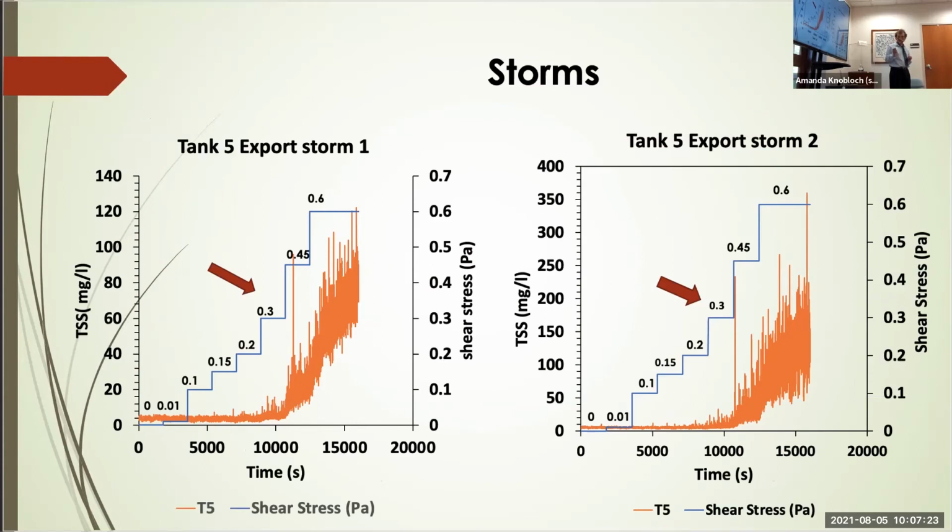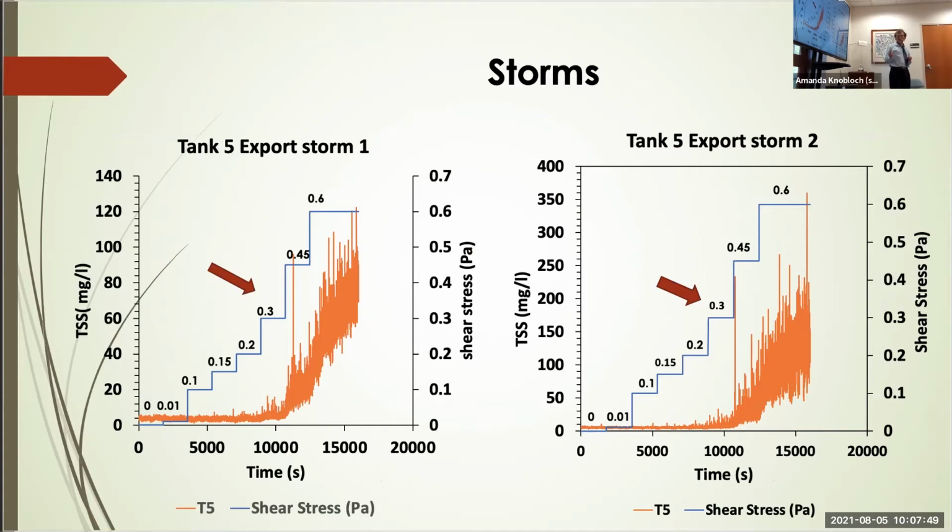And these are graphs from some of the storms. This is from storm 5, 1 and 2. I mean, sorry, tank 5, 1 and 2. Yeah, sorry. And these graphs determine the TSS in the water column and see how much is resuspended. And as you can see, it goes up by steps until it gets to 0.6.